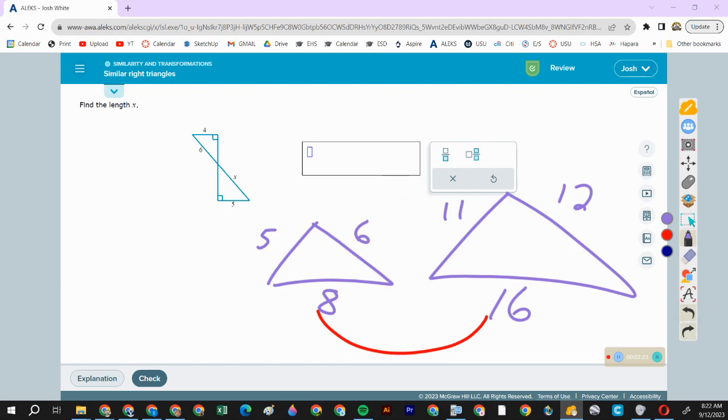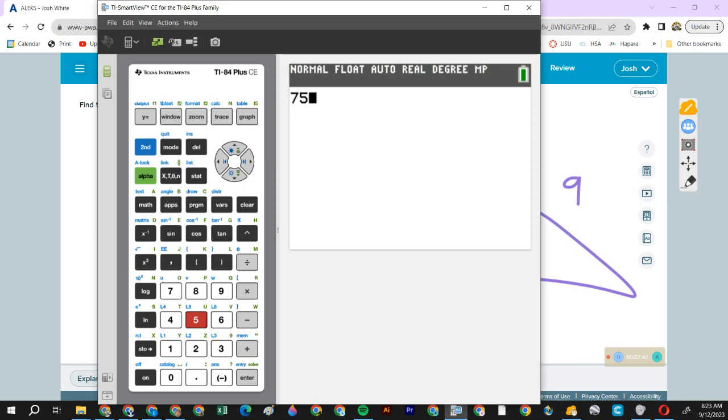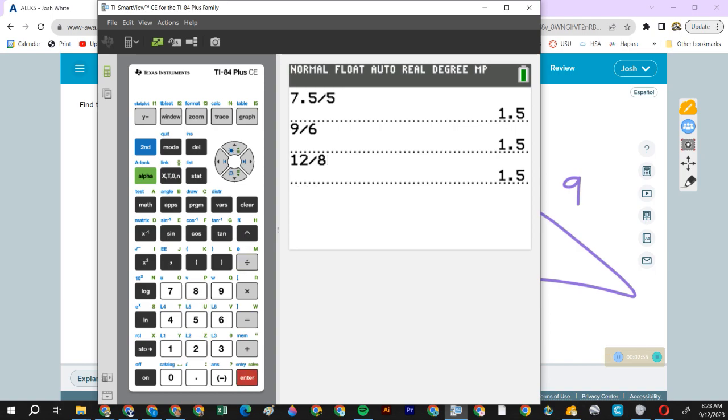Okay. So what if these side lengths were 7.5, 9, and 12? Well, if I pulled up my calculator, 7.5 divided by 5 is 1.5. 9 divided by 6 is 1.5. And 12 divided by 8, I get 1.5. Are those triangles similar? Yeah. So you have to test all three sides.